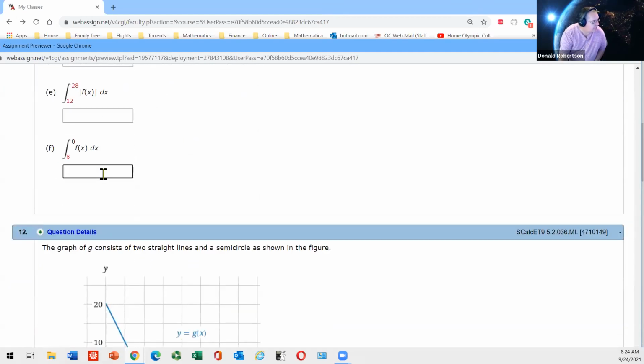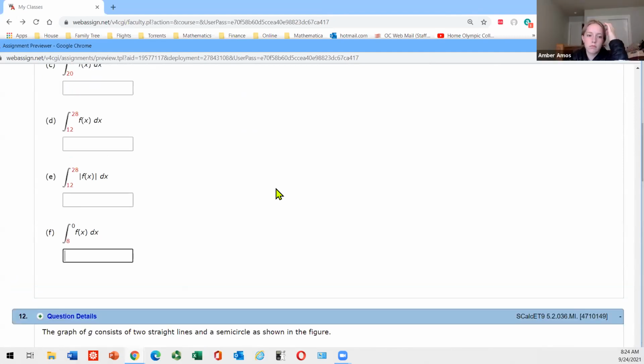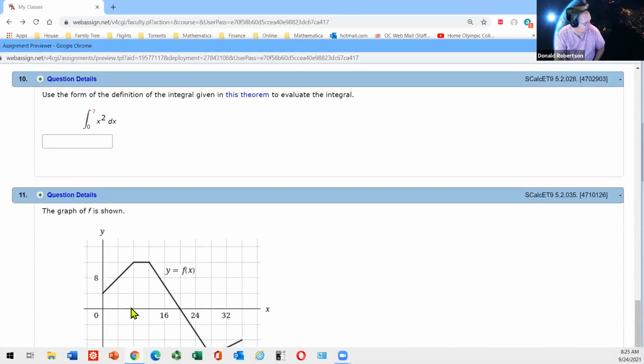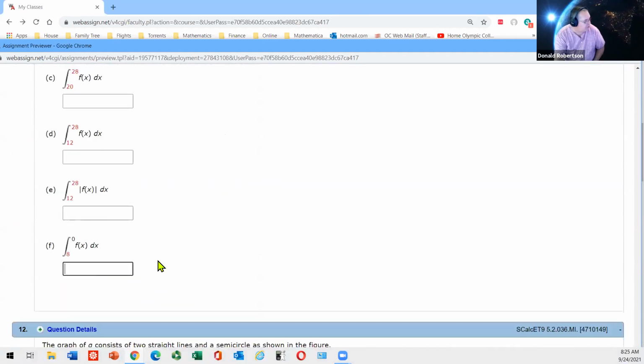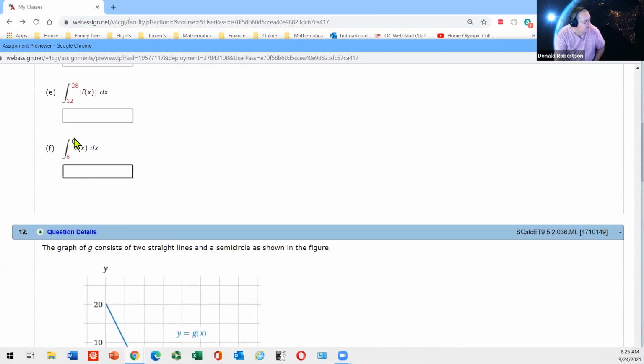And then they've done this one to you. What's weird about question F? It's backwards. The zero is on top. Yeah, it's backwards. Now, if I just found the area from 0 to 8, the usual way would be that guy. Remember the answer we got was 32. But this one is going backwards.